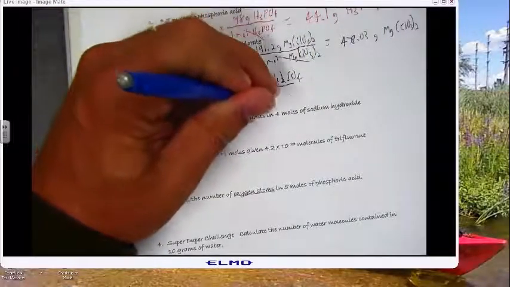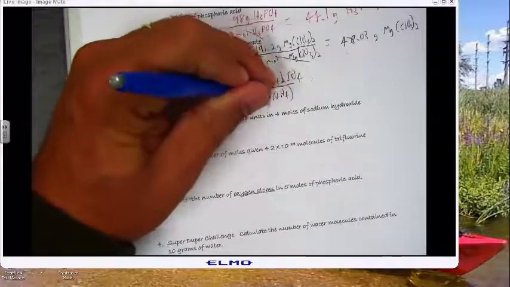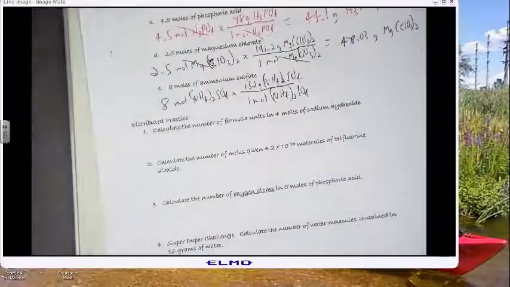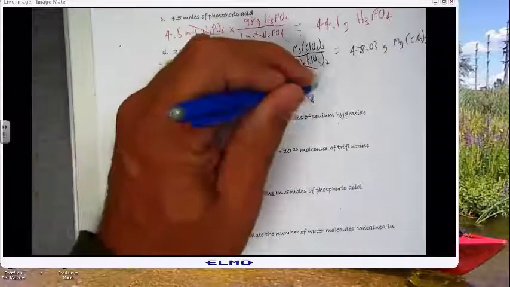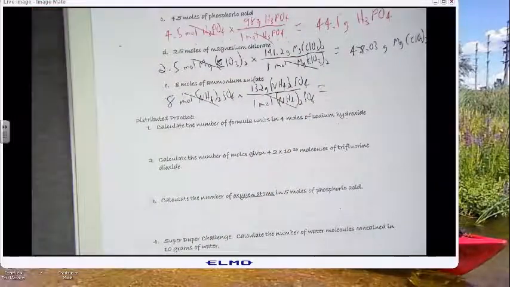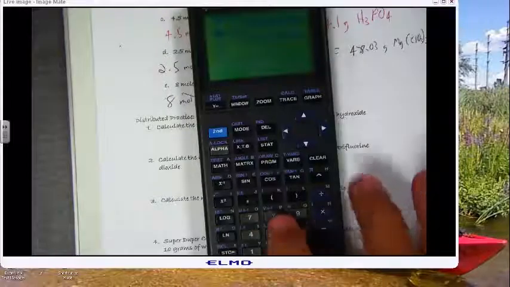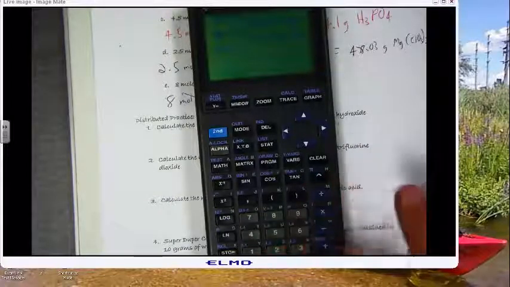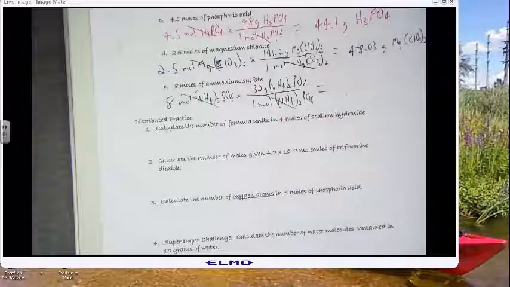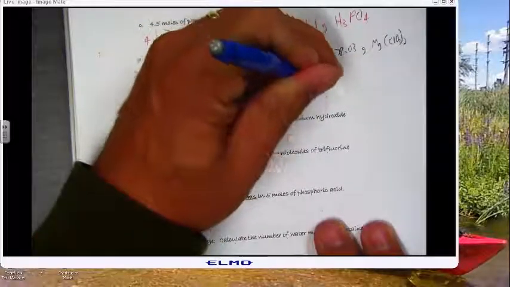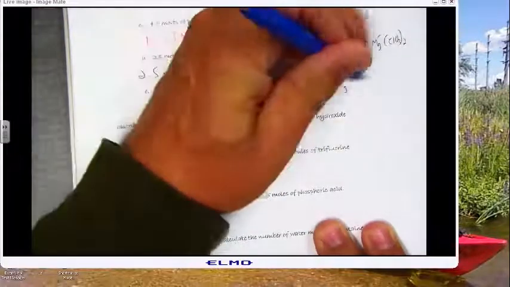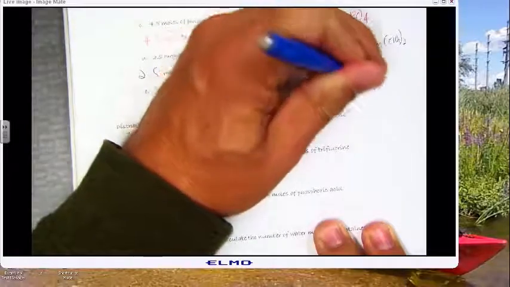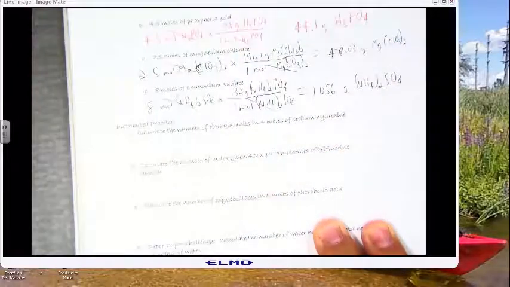is 1 mole of ammonium sulfate. That and that will cross out. 8 times 132 will give you 1,056 grams NH4 taken twice, SO4.